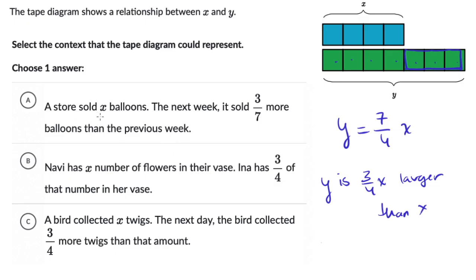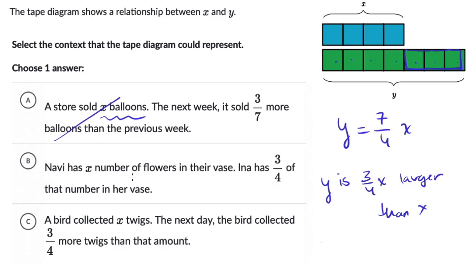A store sold X balloons. The next week, it sold 3/7 more balloons than the previous week. This is tempting, but when we think about how much more it's selling, we're not thinking about the fraction of the amount that we're increasing to. We would think about it as the fraction that we sold in the first week. So if this had 3/4, I would go for it, but this does not, so I don't like this choice.